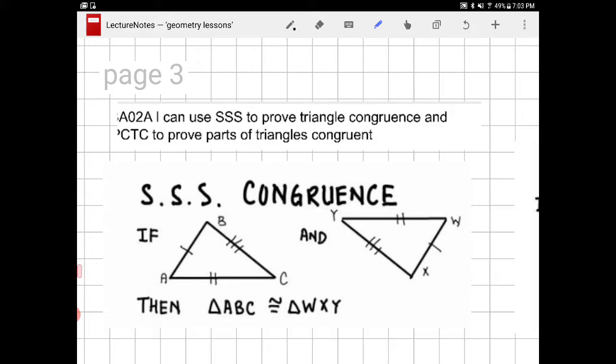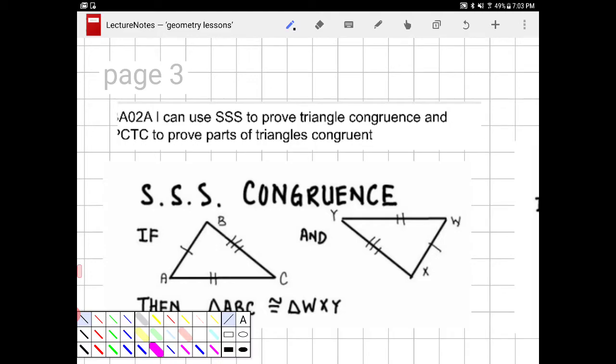Lesson U3A02a. By the end of the lesson, you should be able to say I can use SSS to prove triangle congruence and CPCTC to prove parts of triangles congruent. Sorry, I got cut off here, but this should say U3A02a, and this is CPCTC. I'll explain what all these things mean in just a moment.